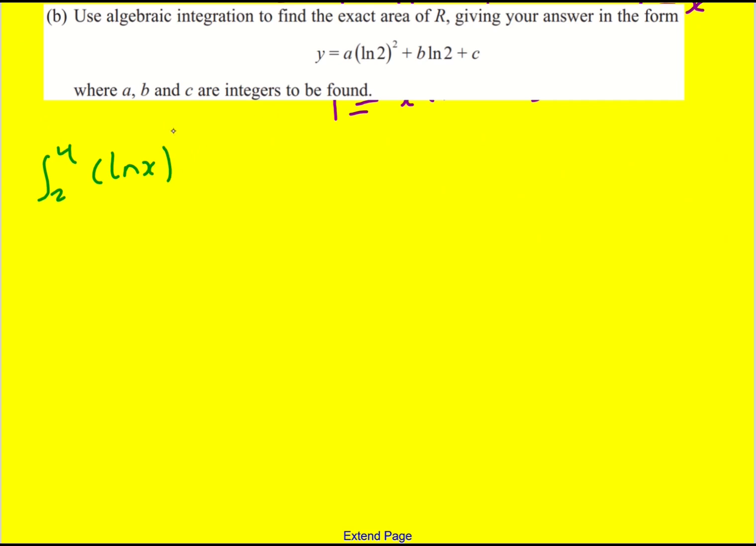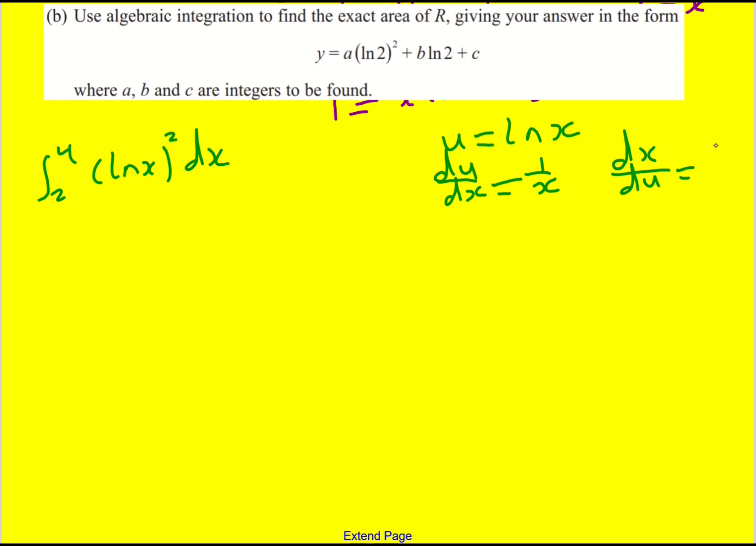It kind of builds your understanding of when something's going to work and when not, and sometimes when both will work. So I'm going to do a substitution here. It kind of only makes sense to let u equal ln x. Then du by dx will equal 1 over x. So dx by du will be x.